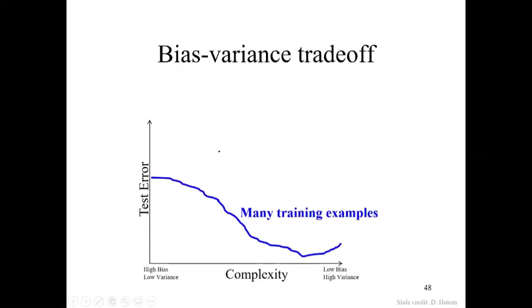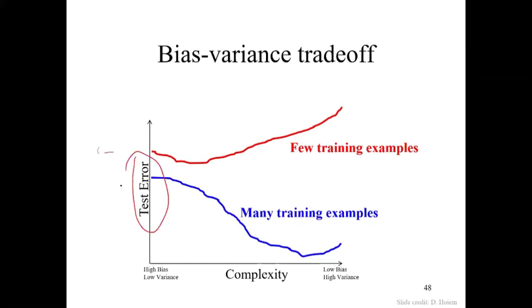Finally, under bias variance trade-off, you can see the effect of many training examples. This is only testing error; there's no training here. This is the effect on testing error. The idea is that if you have many training examples, your testing error is likely going to go down. This is why we recommend that more data is better.